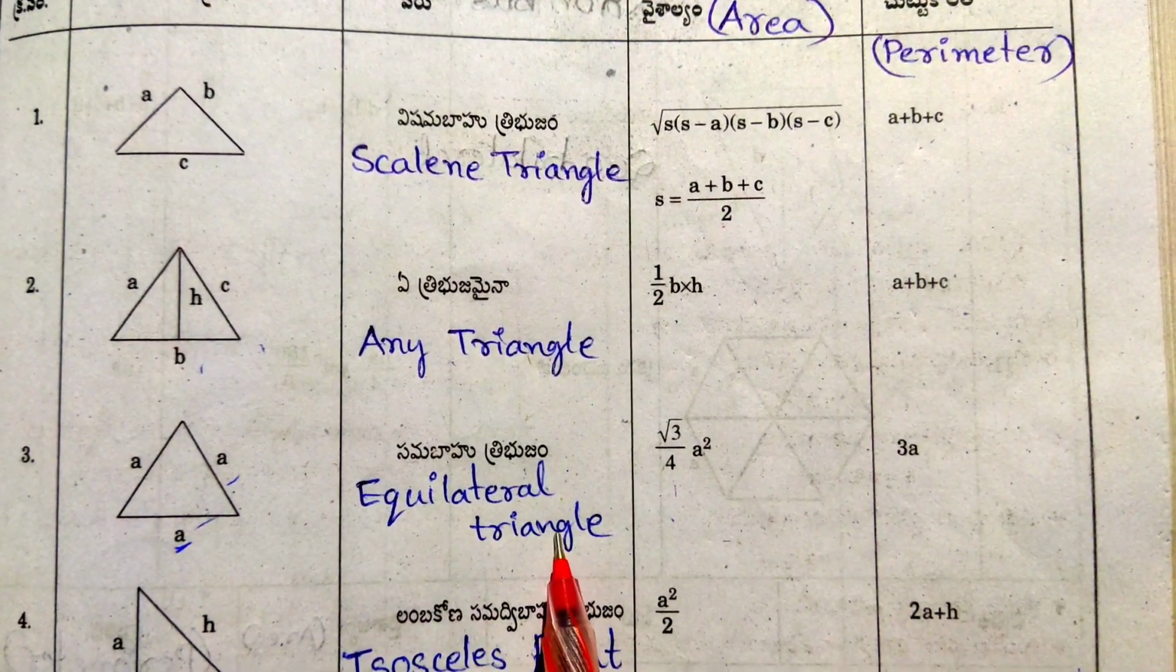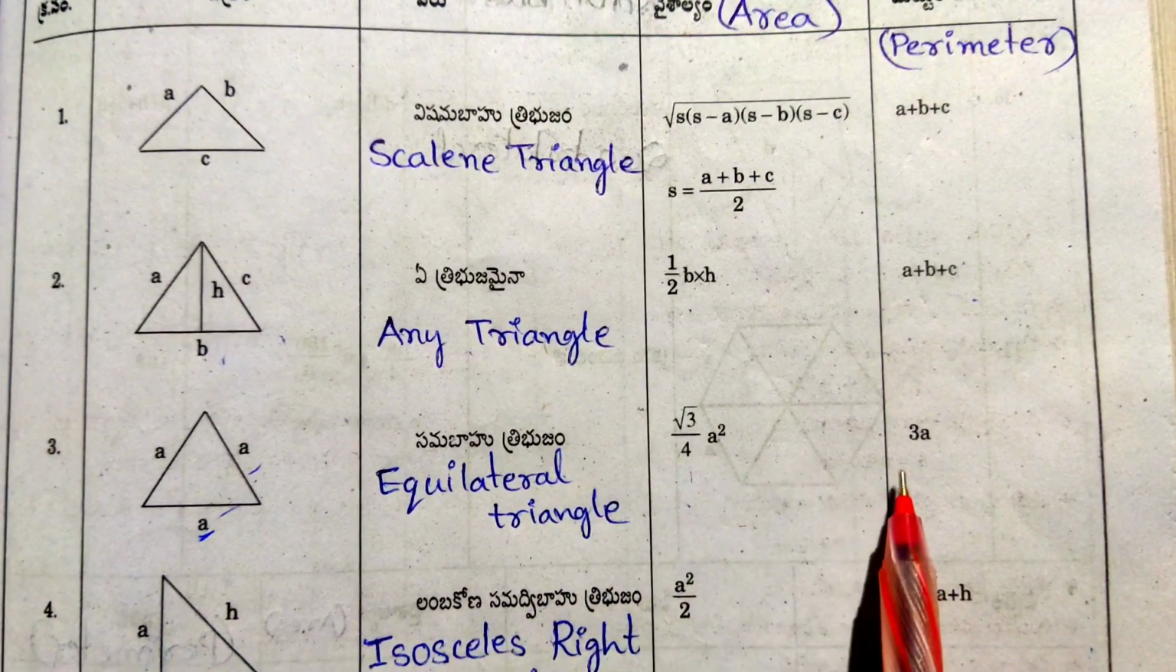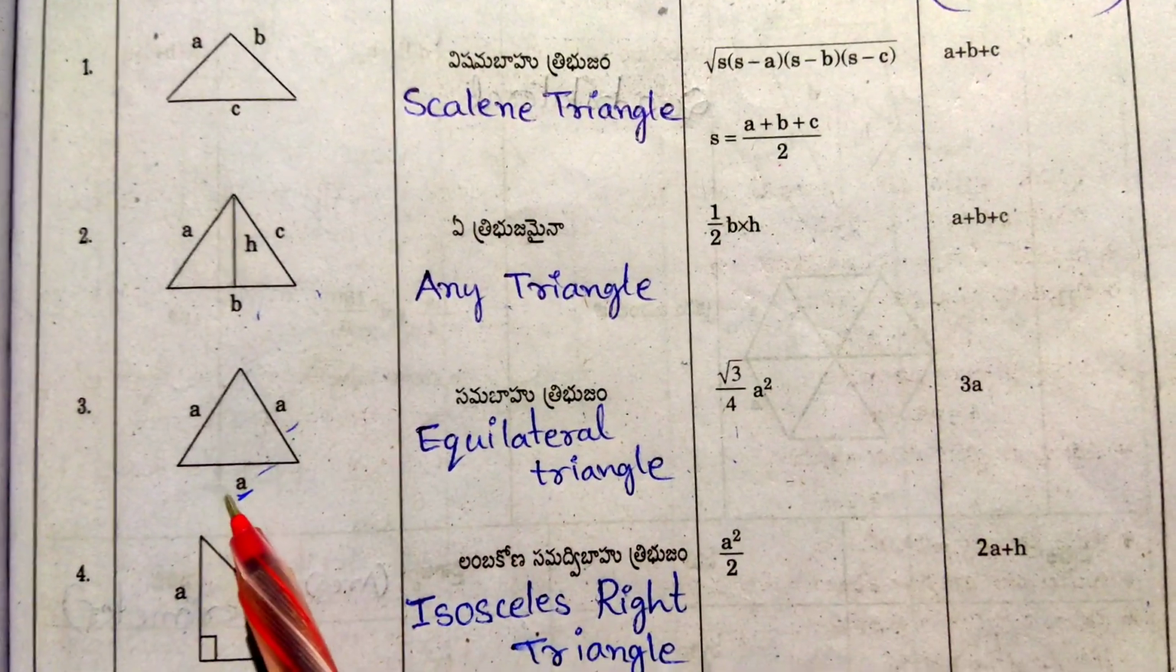Equilateral triangle. Area formula is root 3 by 4 a square and perimeter formula is a plus a plus a, that is 3a.